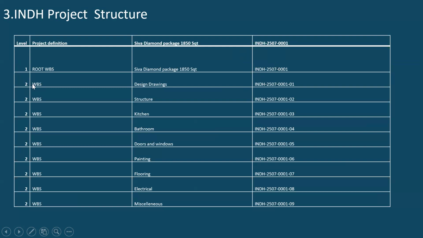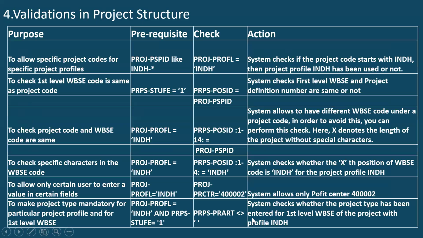Next, when it comes to level 2, my first 14 characters should again remain the same as my root WBS element. So for that, what I have to write is that my 1 to 14 must be the same as either the root WBS element, or it can be the same as the project definition. The easiest and most convenient method is the same as project definition, because my project definition will remain the same once I create and save.